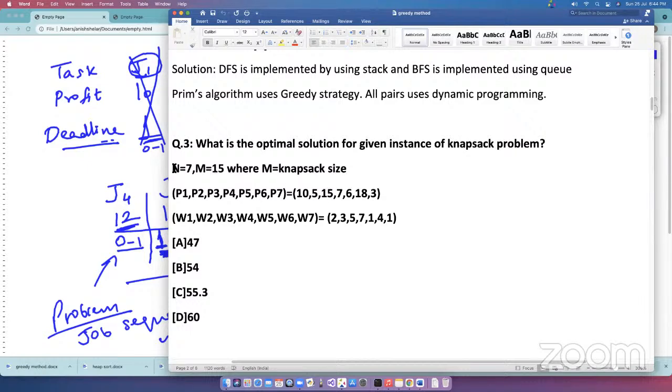Now, these 7 objects, which I said are given over here, each one of them has a profit and weight. Check this. 7 objects are there. Then weight, W1, you watch. Weight of first object is 2 kg. You can say like that. Okay. Weight of second object is 3 kg. Like that.